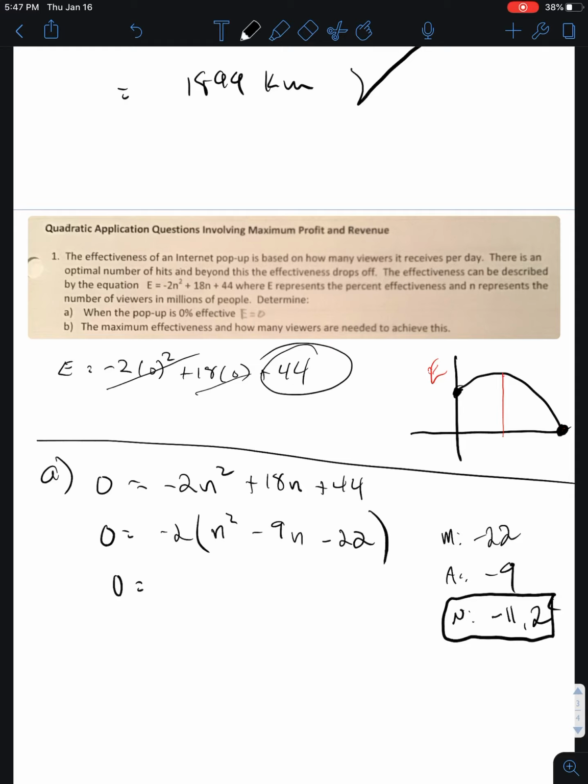How many viewers in millions of people, or N, results in 0 effectiveness, right? So if I factor this, I need 2 numbers to multiply to negative 22 and add to negative 9. Two and 11. What combination?